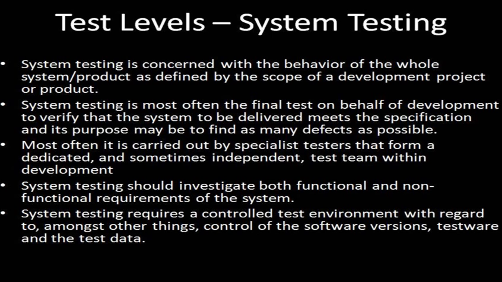System testing requires a controlled test environment with regard to, amongst other things, control of the software versions, testware, and the test data. A system test is executed by the development organization in a properly controlled environment. The test environment should correspond to the final target or production environment as much as possible in order to minimize the risk of environment-specific failures not being found by testing.